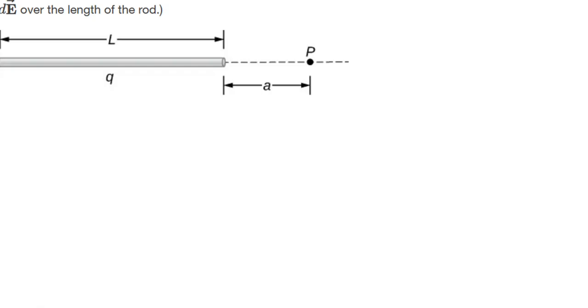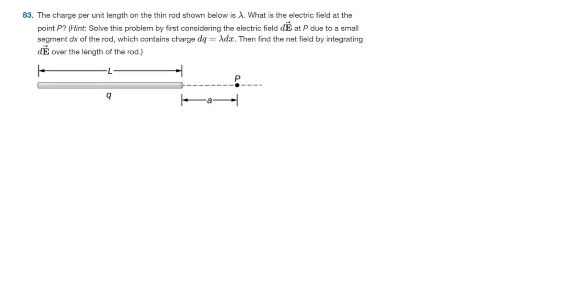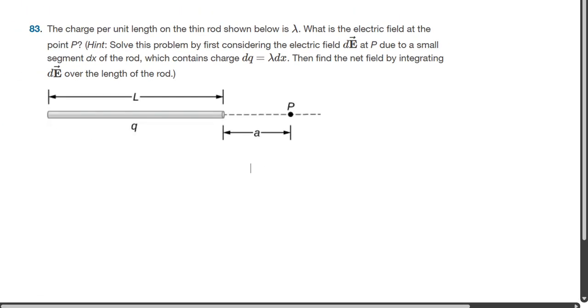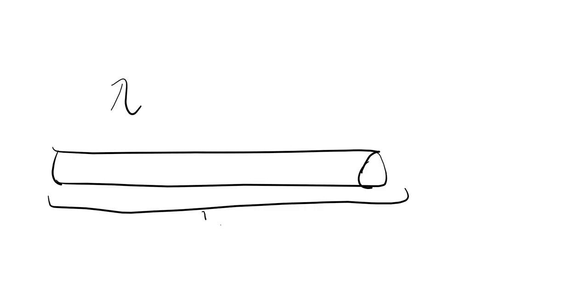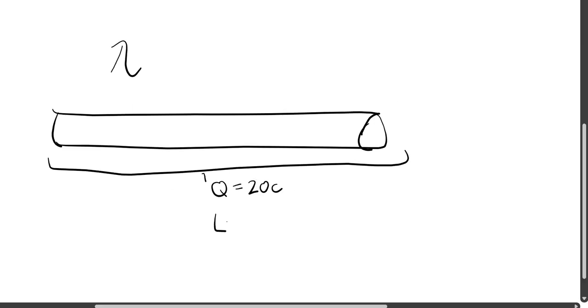Okay, so we have to look at a few things here. The charge per unit length on the thin rod shown below is lambda. Lambda just means I have this section of rod, and for each section on this rod, I'm going to have some amount of charge. Now, let's say the whole line contains charge Q, say 20 coulombs, and let's say the length of the entire section is 10 meters.